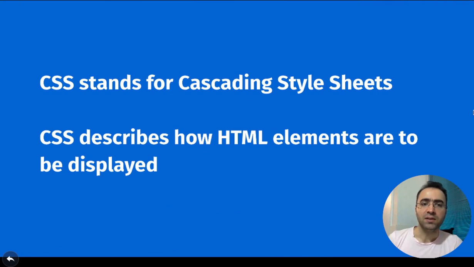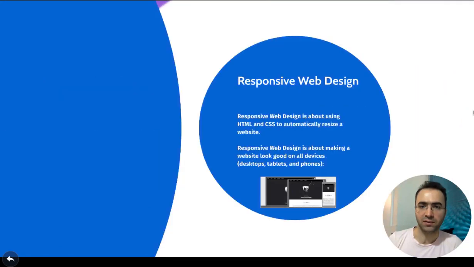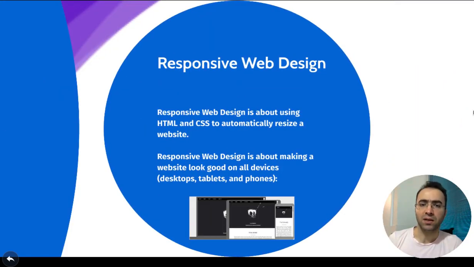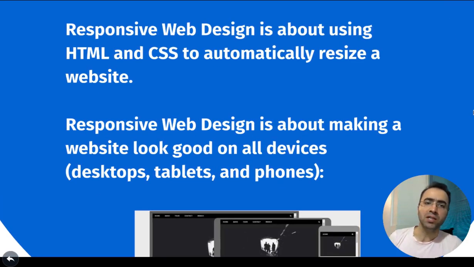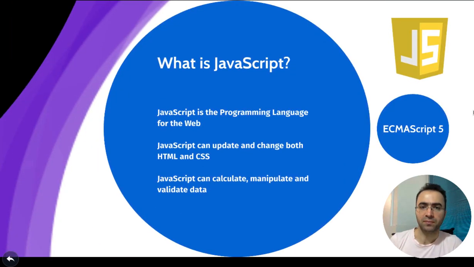CSS. CSS stands for Cascading Style Sheets. CSS describes how HTML elements are to be displayed. Responsive web design is about using HTML and CSS to automatically resize a website. Responsive web design is about making a website look good on all devices like desktops, tablets, and phones.